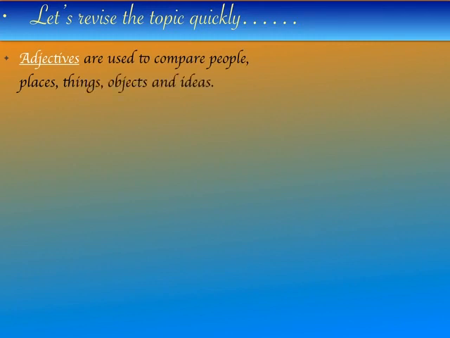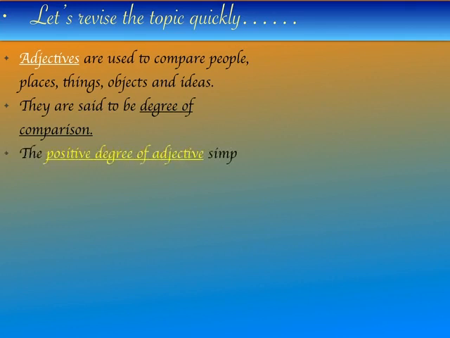First one, adjectives are used to compare people, places, things, objects, and ideas, and so they are said to be degree of comparison. So we studied that we use adjectives to compare two or more than two things, and those adjectives are said to be degree of comparison. Let's see the first degree.